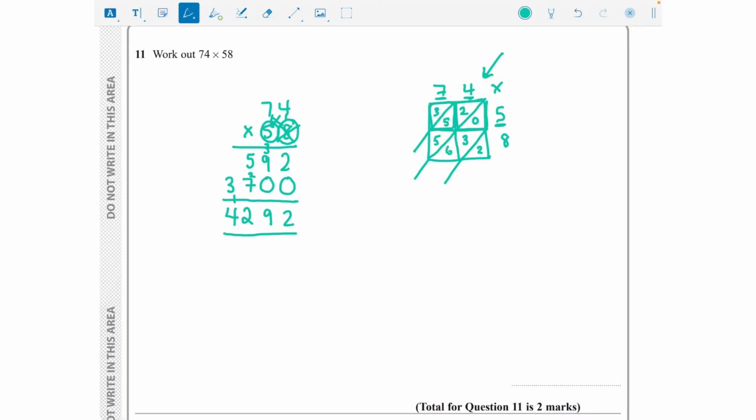If the answer was less than 10, you'd put 0, and then, let's say it was 8, you'd put 0, 8 in the box like that. So that's how you'd do it if it was less than 10, but we didn't have any numbers less than 10 there, so that's fine.